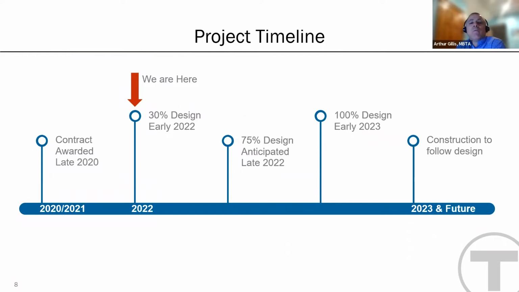This slide provides some information about the project process. The design contract was awarded to AECOM in 2020, and we spent the last year building up to this 30% presentation. This year, in 2022, we'll be working towards the 75% design, and by early 2023, we expect to complete the project design. After we've reached 100% design, we'll begin the next steps to move toward the construction phase. Next slide.